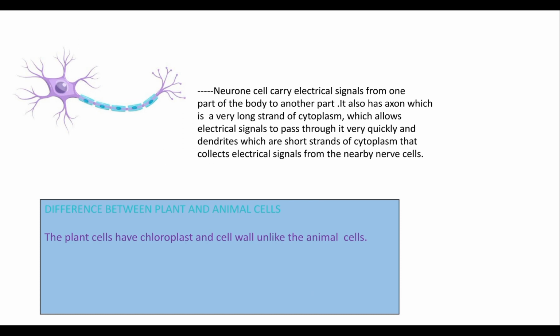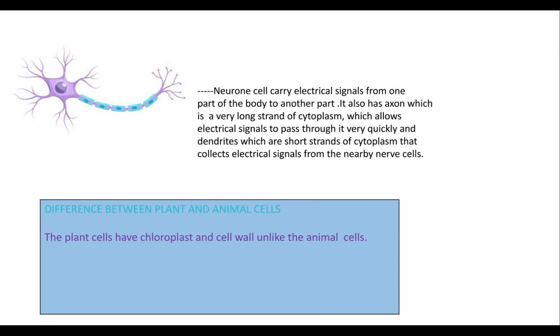Lastly, neuron cell that carries electrical signals from one part of the body to another part. It has axon, which is a very long strand of cytoplasm that allows electrical signals to pass through it very quickly. And it also has dendrites, which are short strands of cytoplasm that collect electrical signals from nearby nerve cells.